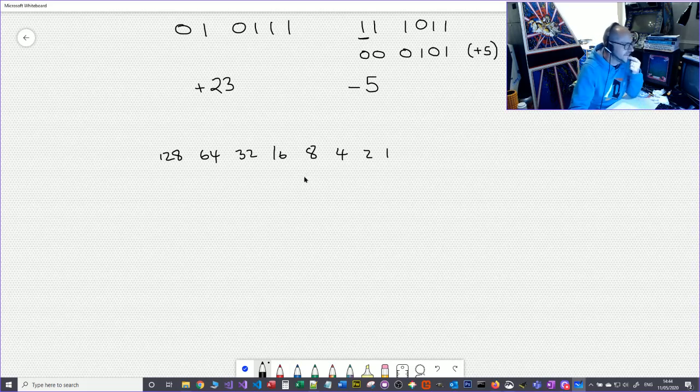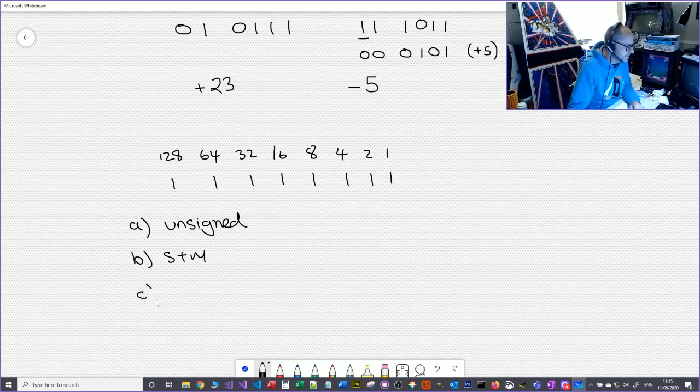Nobody can. Okay, so if I had this number, let's write down this number. And I said A, it's an unsigned number, or B, it's sign of magnitude, or C, it's 2's complement, or 2C as we often write.